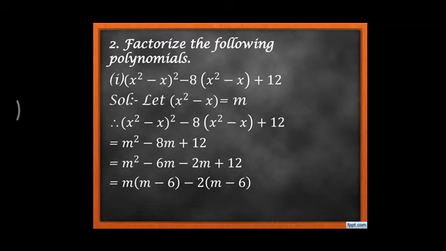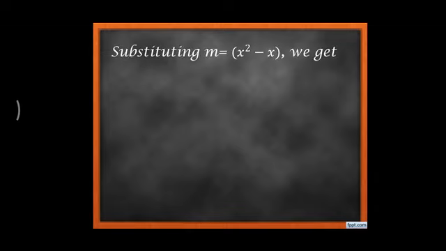In the first two terms the common factor is m. In the bracket what will be there? m − 6. In the last two terms 2 is common, −2. So in the bracket what will be left? m − 6. So we have (m − 6)(m − 2). Have we finished the factorization? No. We had substituted m for a particular part of the polynomial. What will we do? We will substitute m equals x² − x.